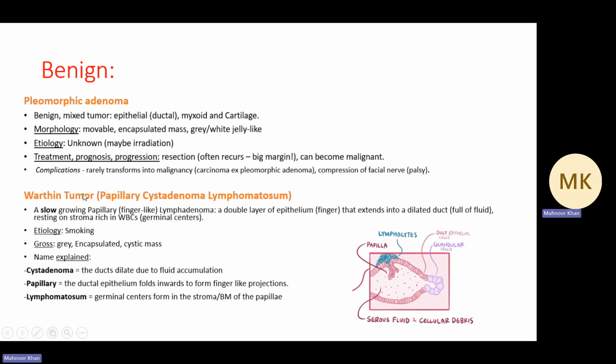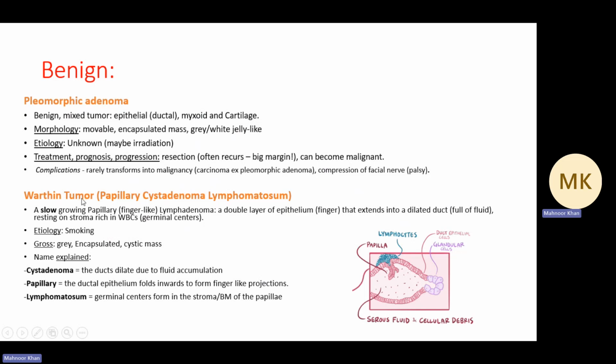Okay. Second benign tumor would be the Wharton tumor. I'm not sure if it's easy for you to remember this name, papillary cystadenoma lymphomatosum. At least I wasn't able to remember the name, but if you remember it, it gives away all of the details about this tumor in its own name. So if you remember it, you're perfect. You will know everything about the tumor with the name itself.